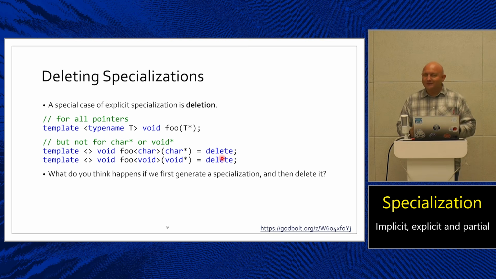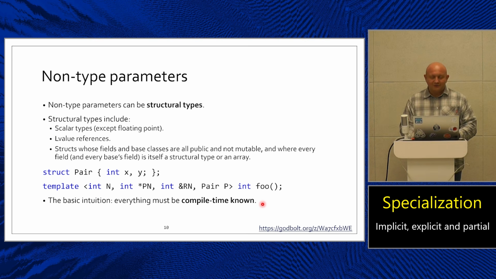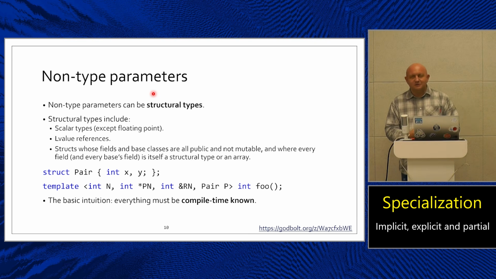I will not show you the answer. Please download this presentation, click on this link. But before doing this, please try to read the standard, understand the rules, and try to figure it out yourself. Okay, and now, all right, moving on to non-type parameters. And the key idea here is that these parameters must be of what's called a structural type.